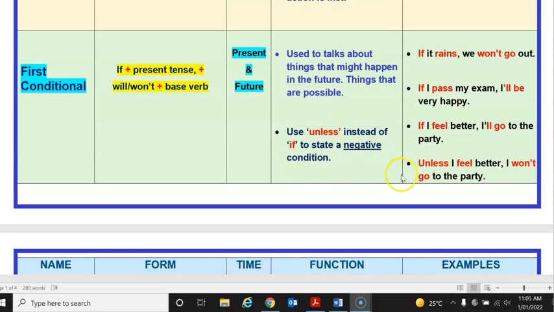So for example, unless I feel better, I won't go to the party. So instead of saying, if I don't feel better, I won't go to the party, we can simply say, unless I feel better, I won't go to the party. And it's exactly the same meaning.